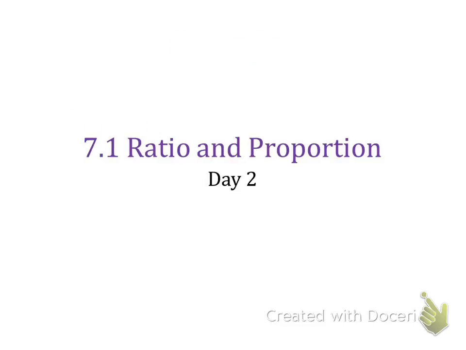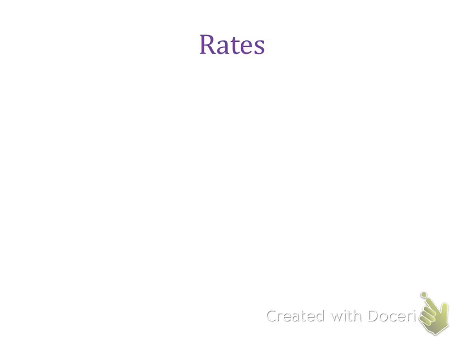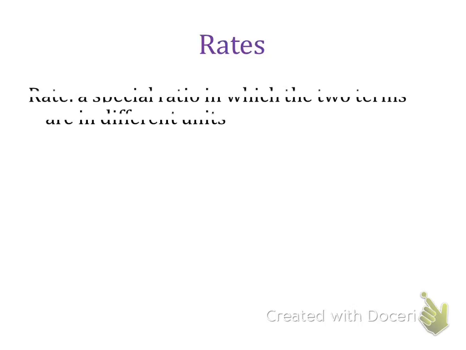All right, so we're going to skip 10, 11, 12, 13. We're going to go into day 2. This is where we were supposed to start today. Essential question today was, how can ratios and proportions be used for patterns? Here we go. Let's talk about rates. This is where we're going to talk gas prices, miles per gallon or dollars per gallon and so on.